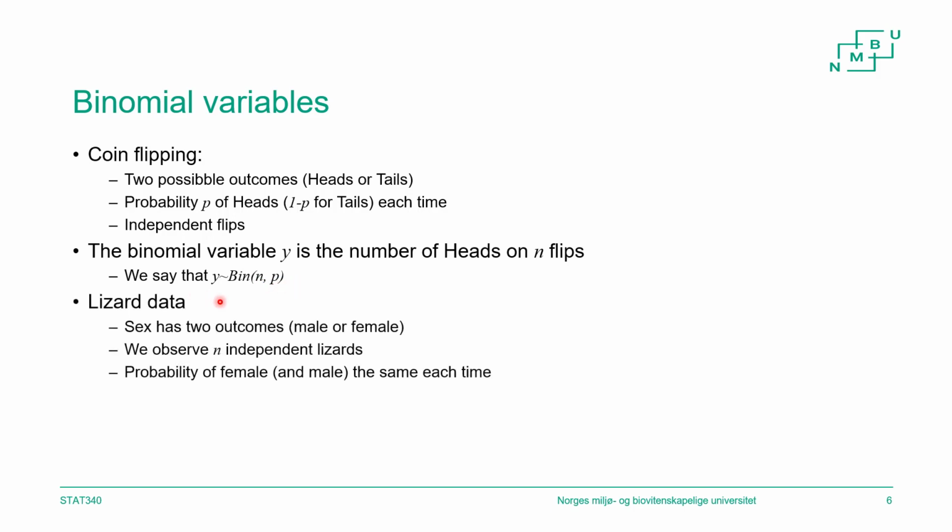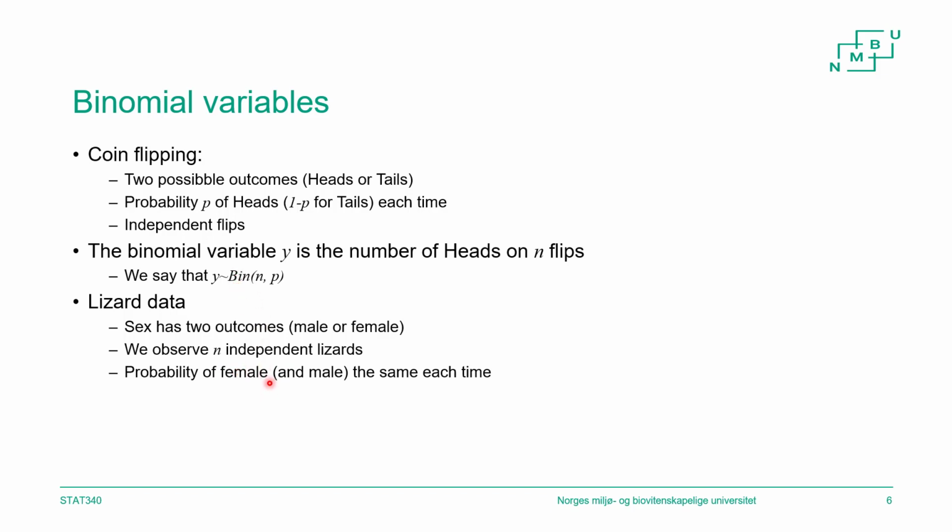Now the lizard data, this resembles this in some sense, doesn't it? Because this sex, the classification variable, has two outcomes, male or female. We observe n independent lizards, so that's like the coin flips, right? And the probability of female and male, of course, is the same each time. So this resembles a coin flip situation. So the number of females that we observe is sort of a binomial variable.